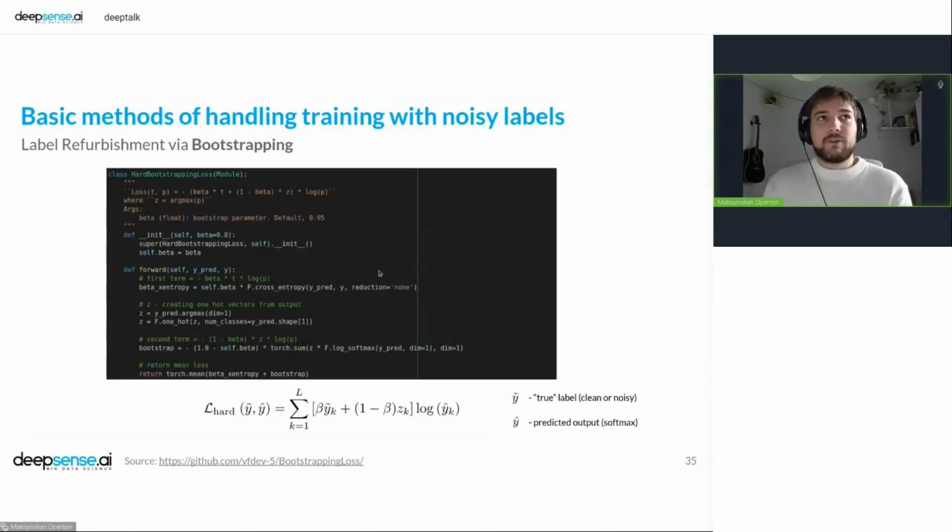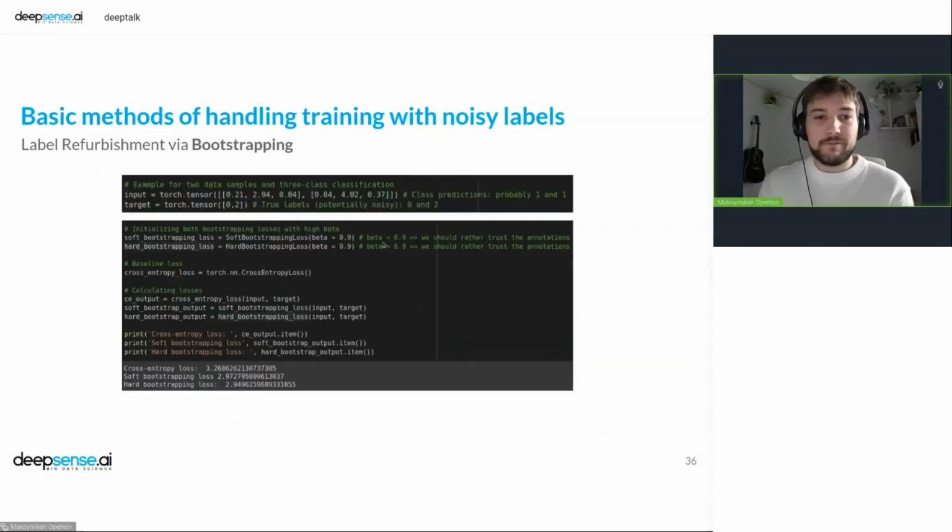And while in the original paper this beta parameter was fixed, maybe I'll describe it later, because an example to show you is yet before us.